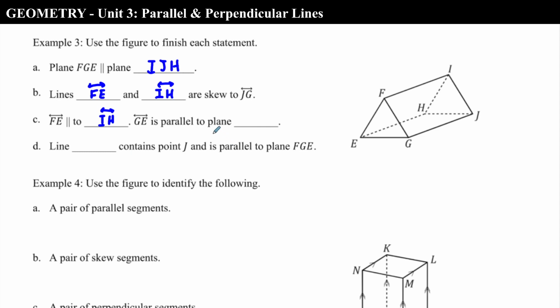GE is parallel to which plane? So GE is here, so it will be parallel to the plane that's on the back face, IJH or IHJ. Again, you can name that plane however you like, just as long as you use the three points. All right, which line contains point J and is parallel to FGE? So FGE is here and contains point J, so we could use either IJ or HJ. Let's write IJ because it has to contain the point J.